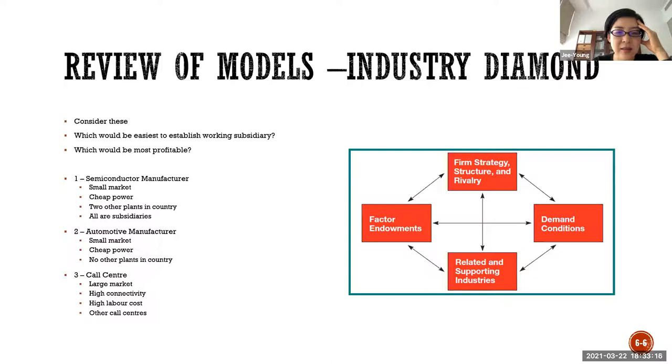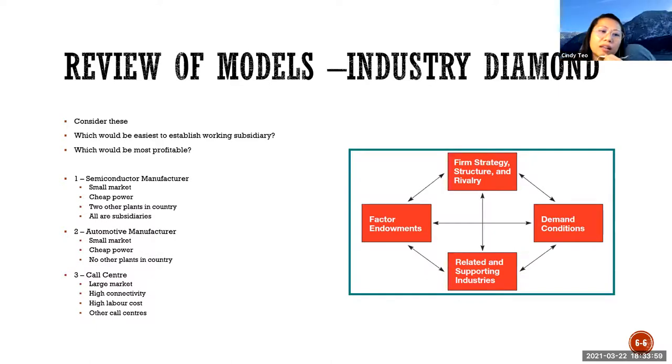I think that in this case, when I look at the conditions given on this slide, it is relatively less challenging. Of course, the market is small. However, there's cheap power and also no other plant in the country, so there will be no competition in that market. But we saw Proton last week. Do you think that no other car plants makes less competition? And what does it mean for your supplier base?